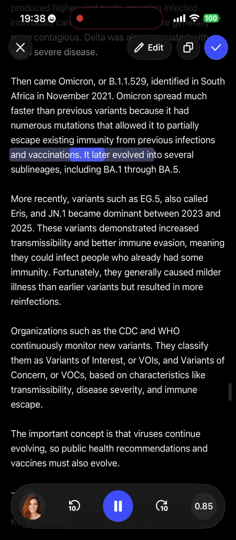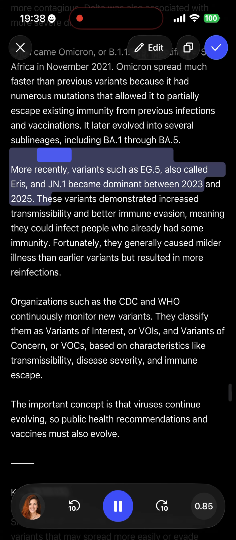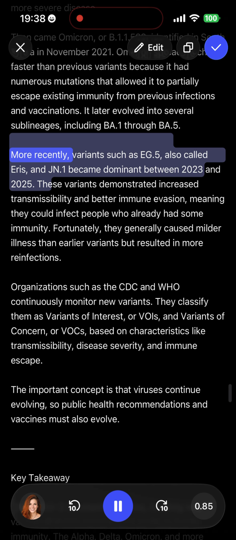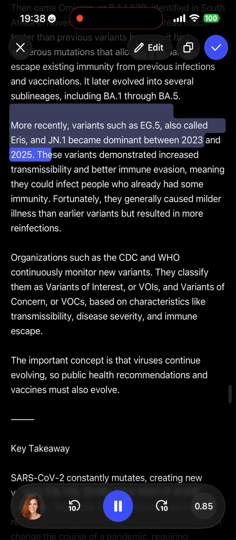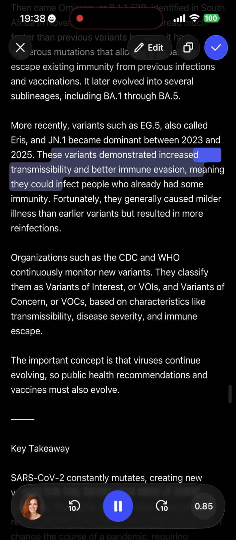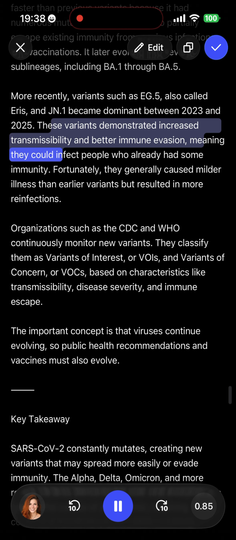More recently, variants such as EG, also called Eris, and JN, became dominant between 2023 and 2025. These variants demonstrated increased transmissibility and better immune evasion, meaning they could infect people who already had some immunity. Fortunately, they generally caused milder illness than earlier variants, but resulted in more reinfections.